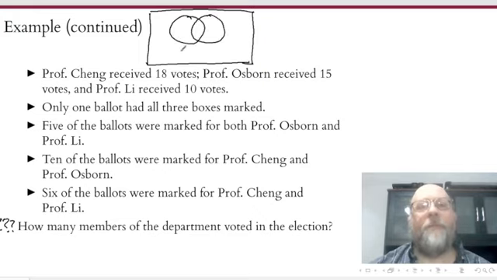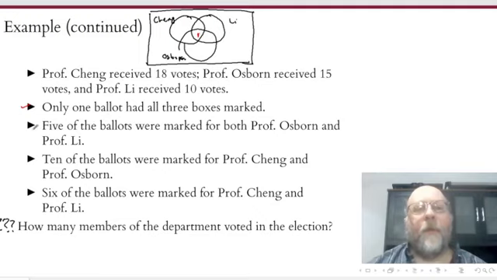We have three circles here: Chung, Osborne, and Lee. And we'll start from the inside. There's one ballot that had all three boxes marked. So there's one in the very center. We know that 5 ballots say Osborne and Lee on it. And we already have one marked for Osborne and Lee. That's the one in the center that's marked for all 3 of them.